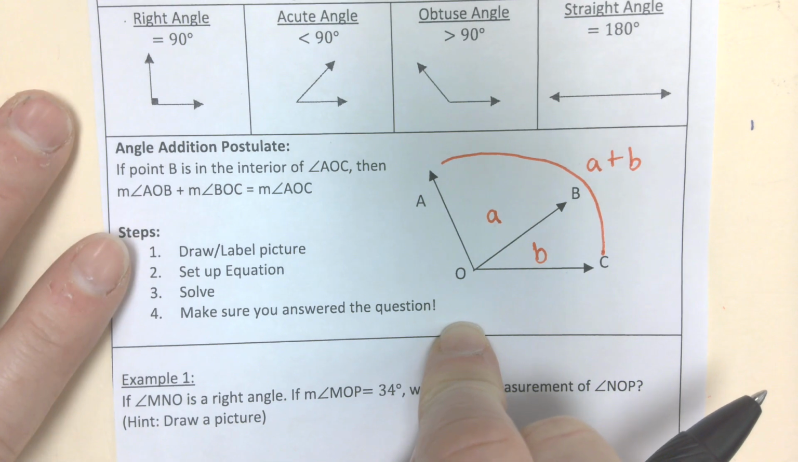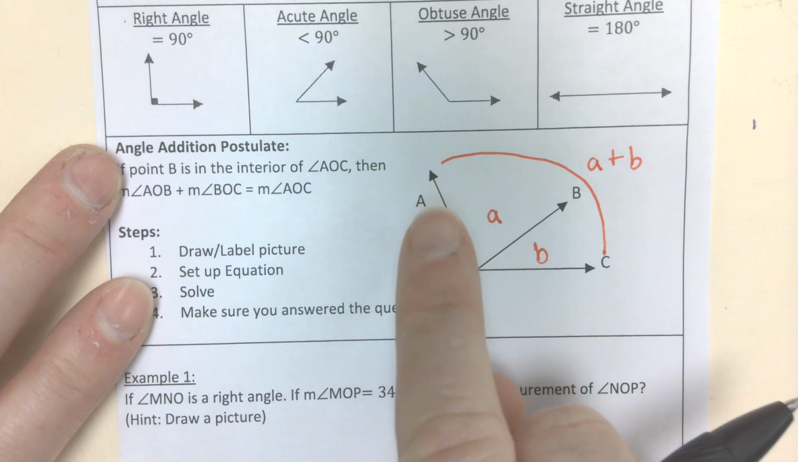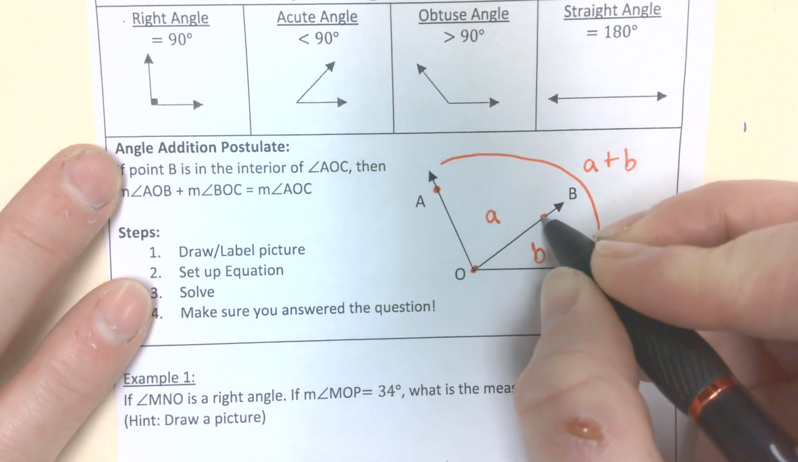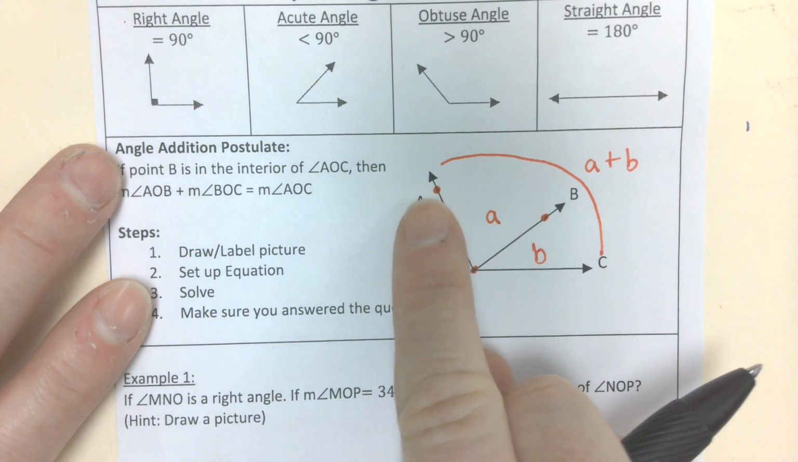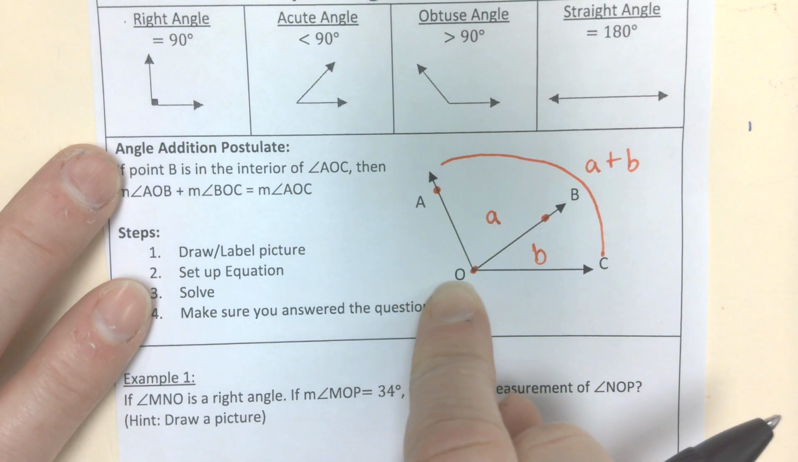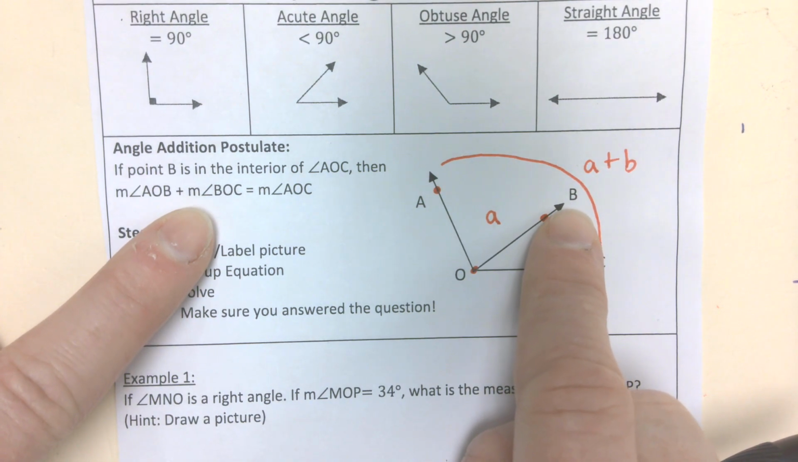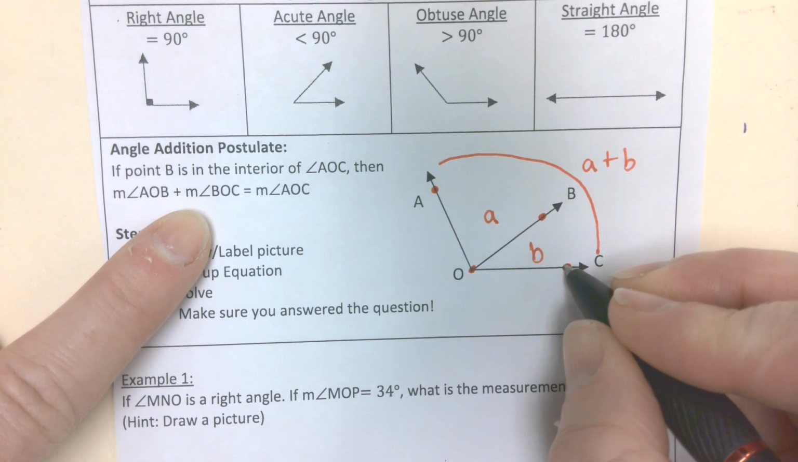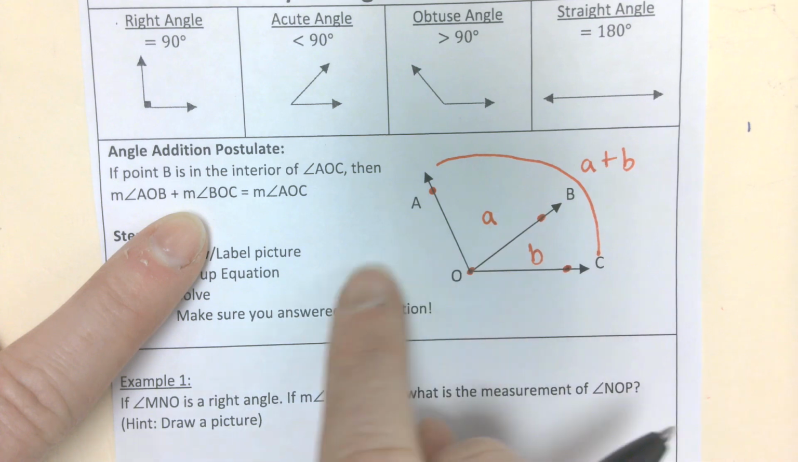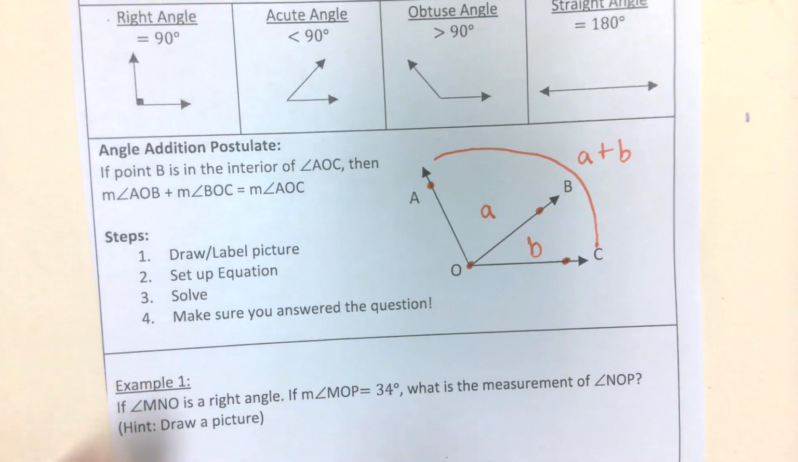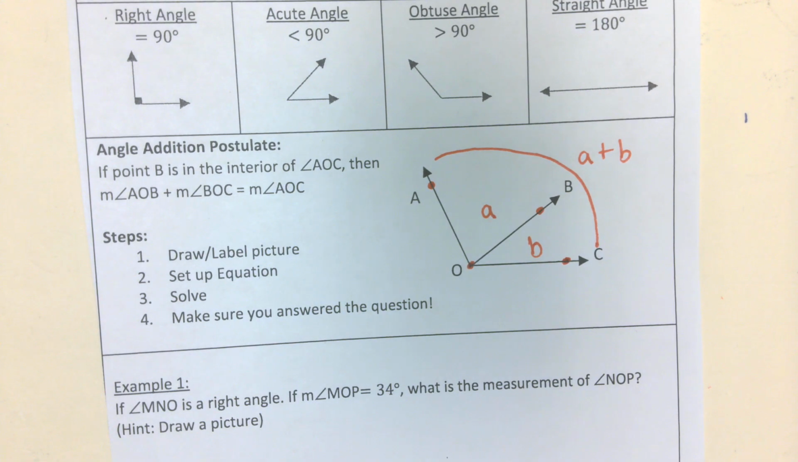But the way that angles are named is using their points. So like this is A, O, B. See how you follow the order A to O to B. So that's what that is. A to O to B plus start at B, B to O to C, which is a smaller one, adds up to give AOC. So the steps are similar to segments where you draw and label a picture, set up an equation, solve, and then make sure you answer the original question.